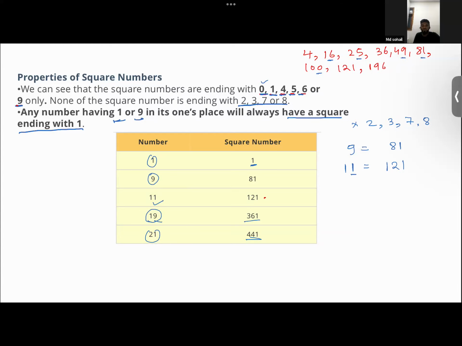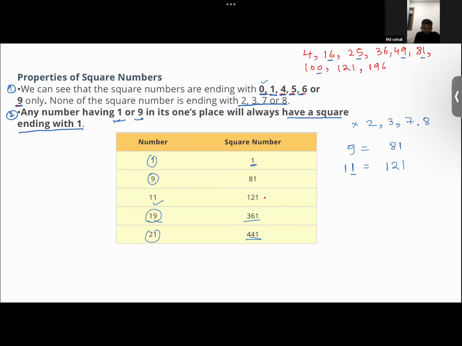So we conclude two things from this discussion: that square numbers will end with 0, 1, 4, 5, 6, and 9. And any number whose unit place is either 1 or 9, their square's unit place will be... No, no, look, this is the first point we talked about. We are talking about the second point here.